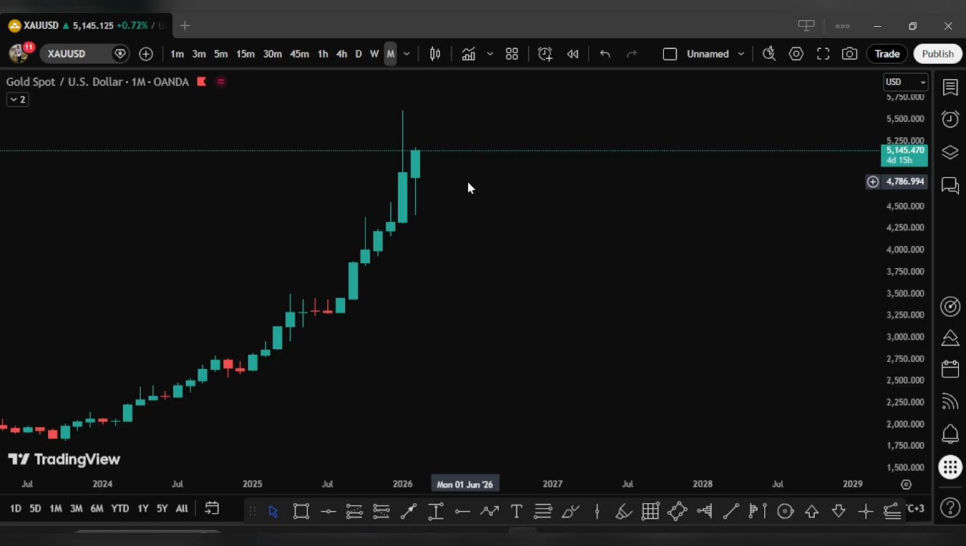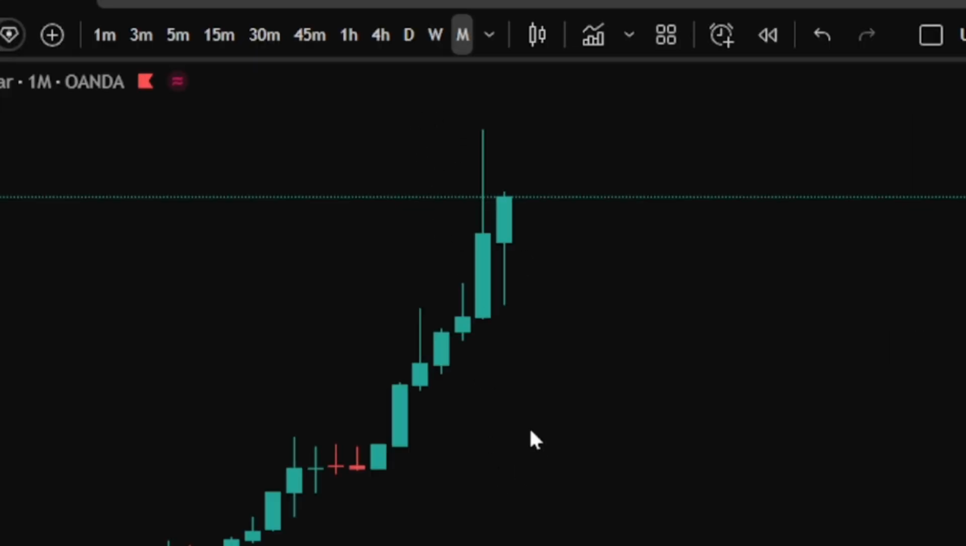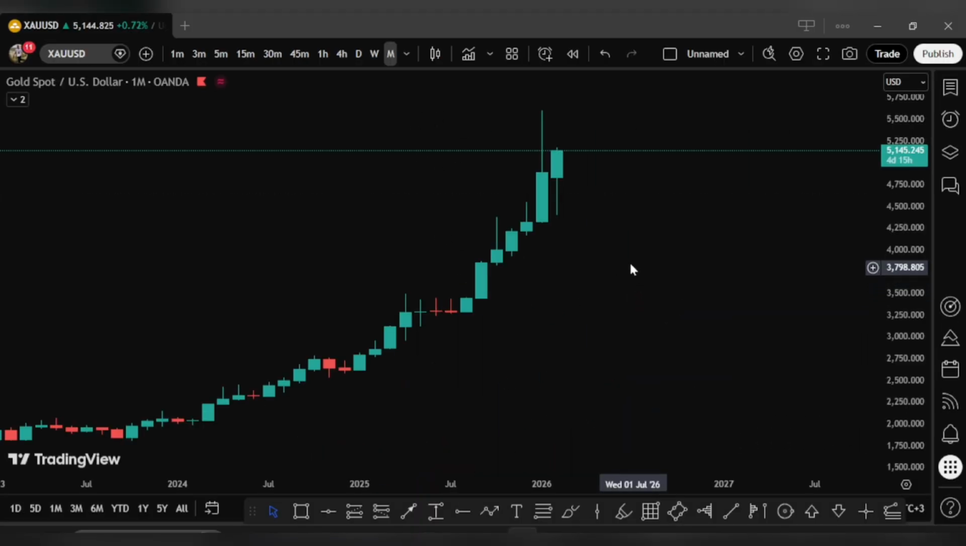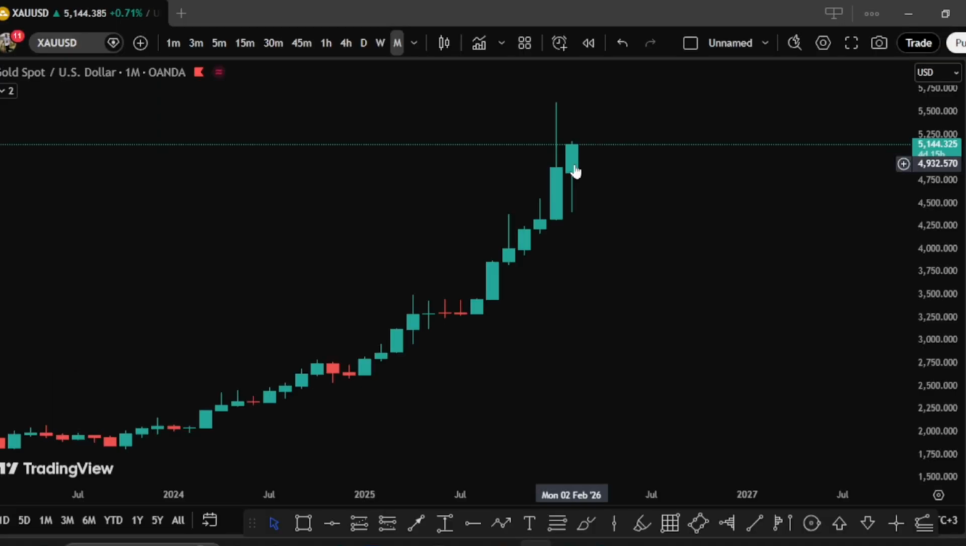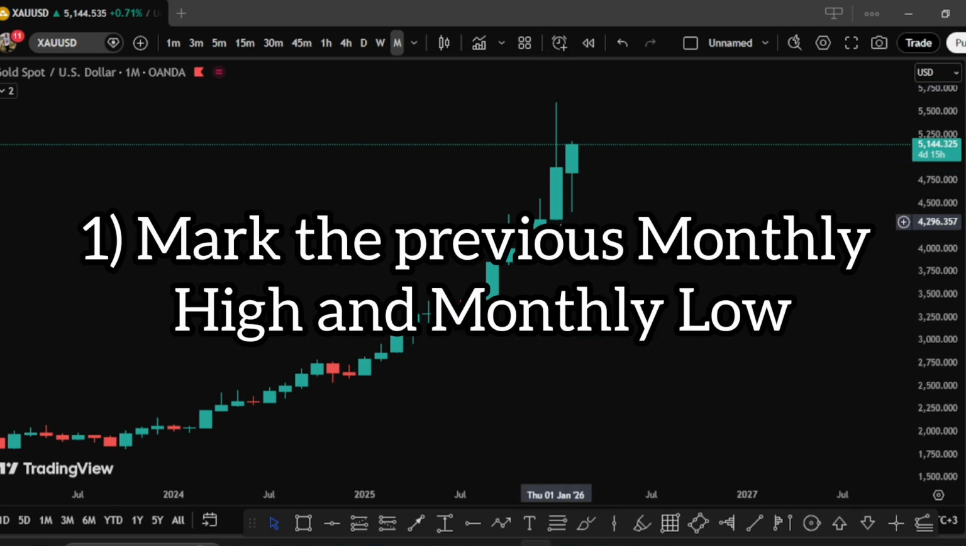This is XAUUSD, Gold, and I'm on a monthly time frame. So you can see clearly this is a monthly candle. We're in the month of February, this one here, and we have 4 days and 15 hours before this monthly candle closes. So what I'm going to do on this monthly time frame, I always mark the previous monthly highs and monthly lows. Those are my monthly liquidity.